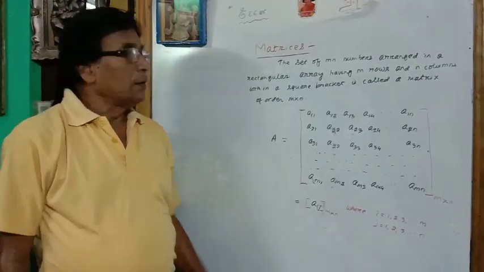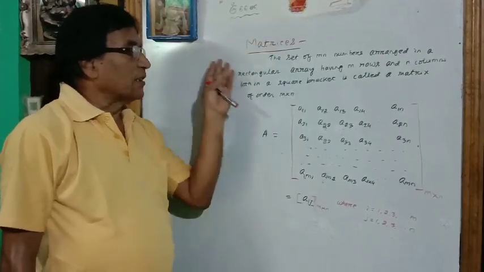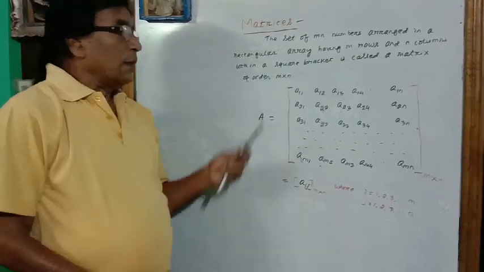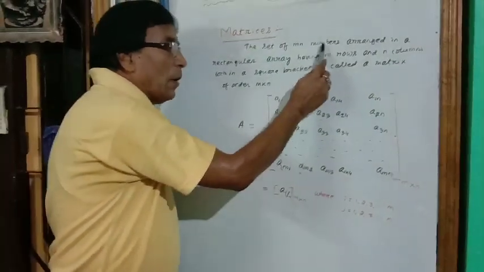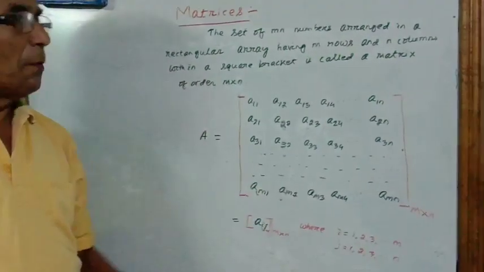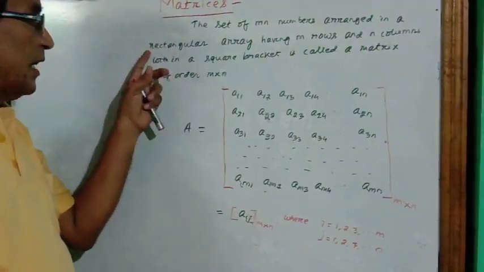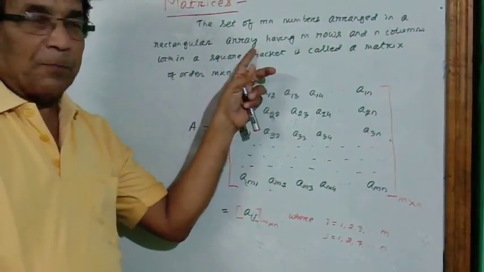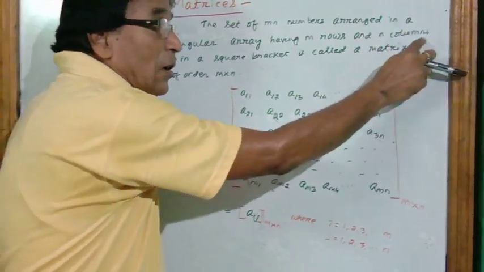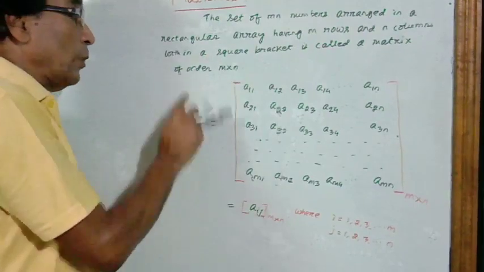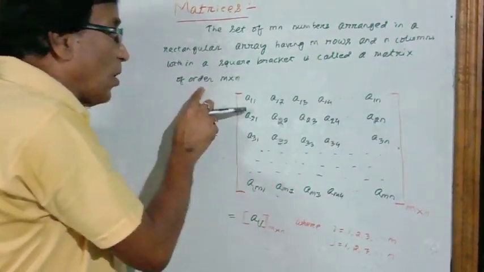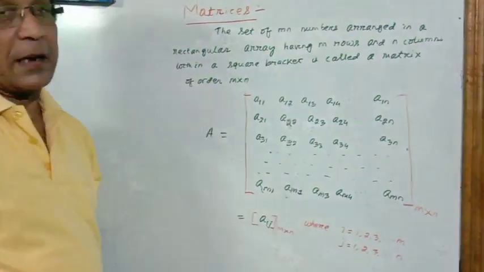Today we'll learn what matrices are. What is the definition of a matrix? Here you see a set of mn numbers. The mn numbers may be real numbers or complex numbers, arranged in a rectangular array having m rows and n columns, each within a square bracket. This is called a matrix of order m cross n.